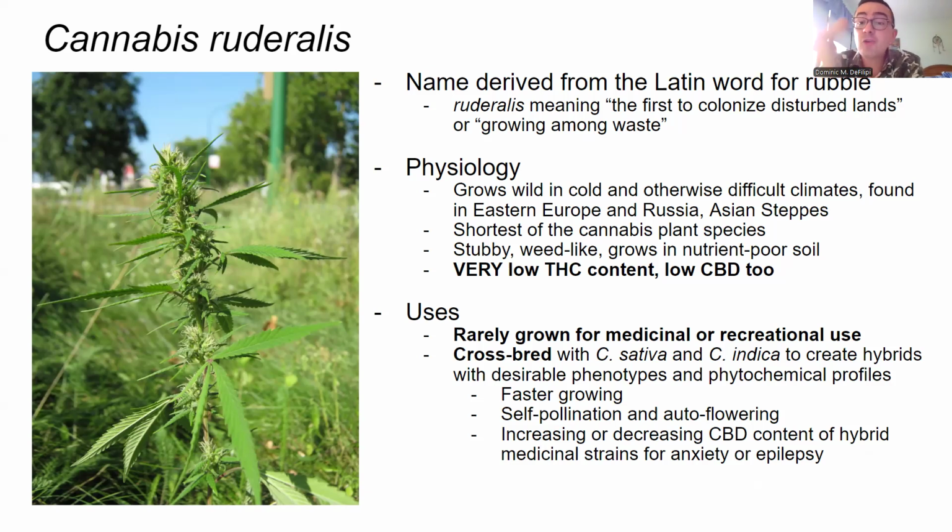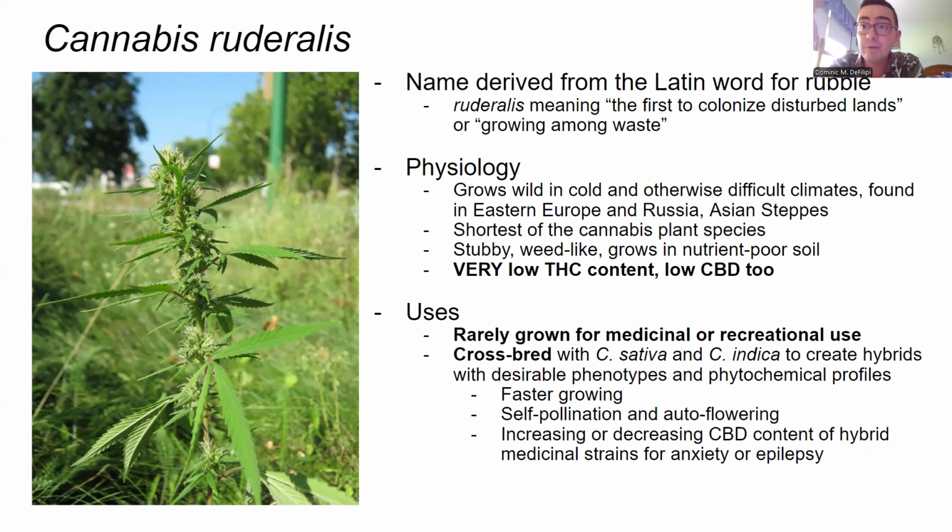It's the shortest of the cannabis plant species. It's very stubby. It's very weed-like. Surprise, surprise. And it grows in nutrient-poor soil. In terms of its phytochemical or plant chemistry profile, it has very low THC content and very low CBD content. So you might be asking, Dr. DeFilipi, why are we bothering to learn about this plant if we can't effectively use it to treat anything, because it doesn't have anything therapeutic, there's no THC, there's no CBD, there's nothing useful?